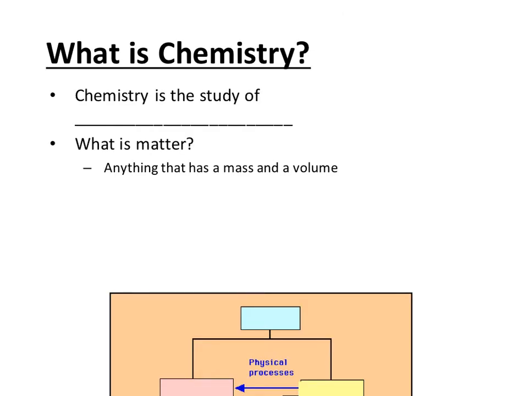So it's worth coming back and saying, okay, what is chemistry the study of? Well, chemistry, very simply, is the study of matter. And what is matter? Well, matter is anything that has a mass and a volume. So what does that mean? That means if you put it on a balance or a scale, you're going to get some tangible number that shows you that there actually is something there.